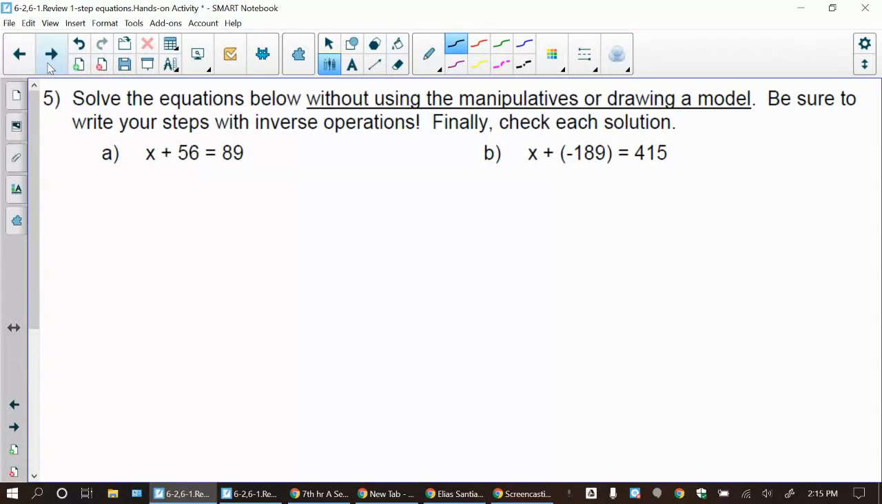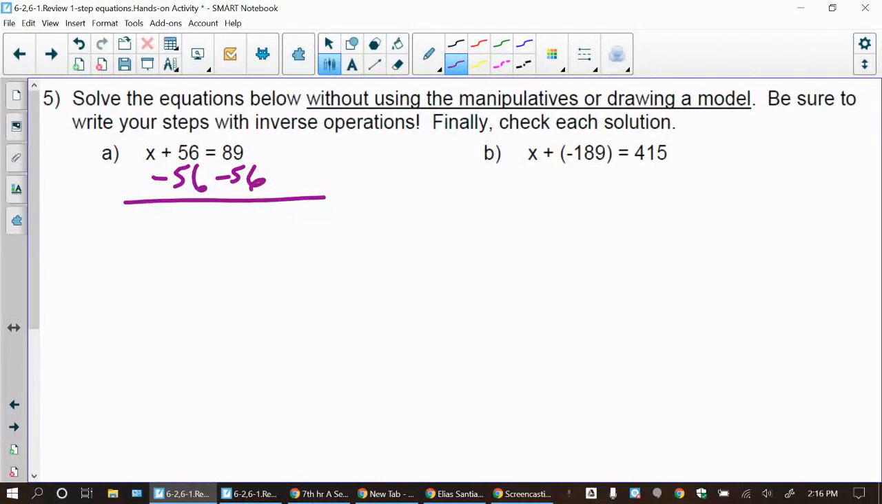Now, real quick, remember, what is the opposite of addition? Subtraction, right? So I'm going to come in here, I'm actually going to subtract on both sides. Right there, step 1, find your inverse. Then what number am I trying to get rid of and eliminate? Step 2, I'm subtracting 56.